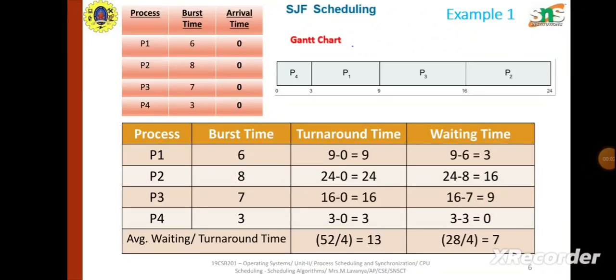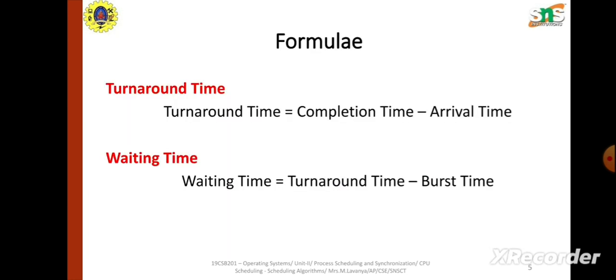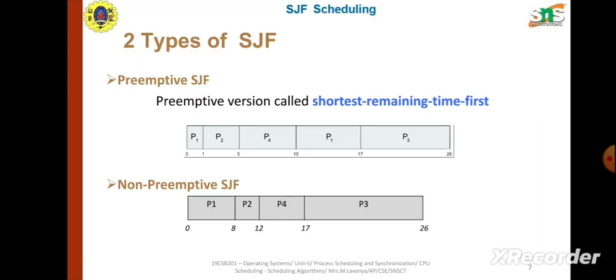Hello everyone. In today's session, we are going to see the two types of SJF scheduling algorithm. In the previous session itself, we have seen what SJF scheduling is, and we have seen example problems to solve under the SJF scheduling algorithm. Today we are going to see the two major categories of SJF. First one is preemptive SJF, next is non-preemptive SJF.